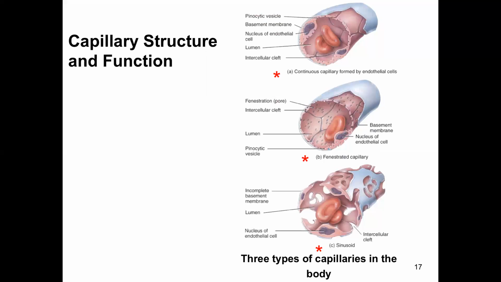The last type is called the sinusoid, and these ones, you can see that there are holes in the cells, between the cells, holes in the basement membrane. So you can see that blood can get out quite easily.